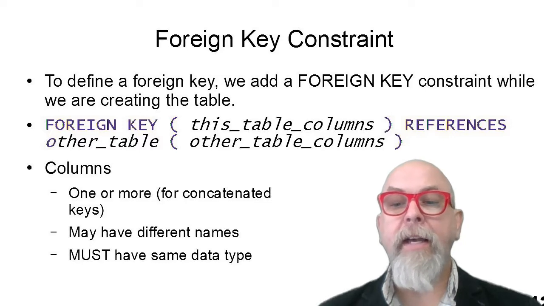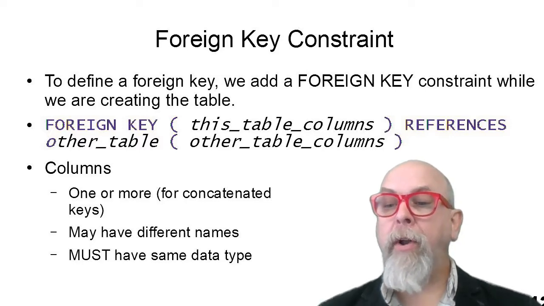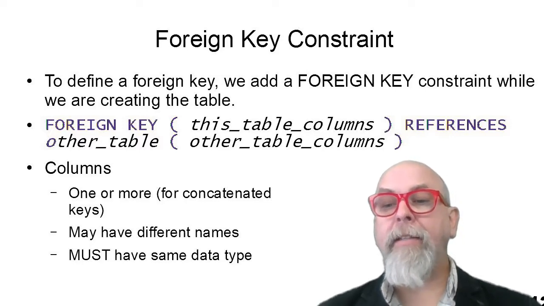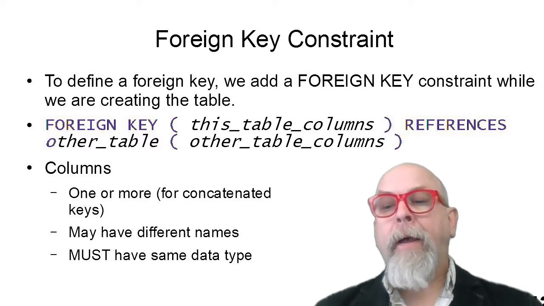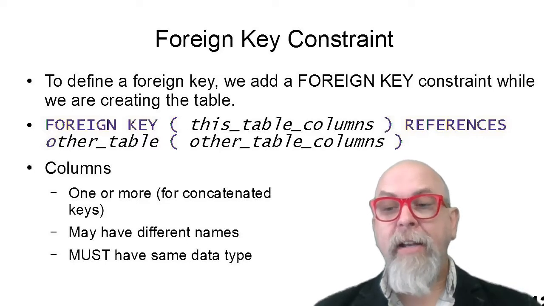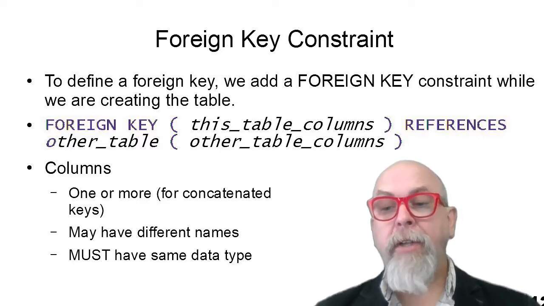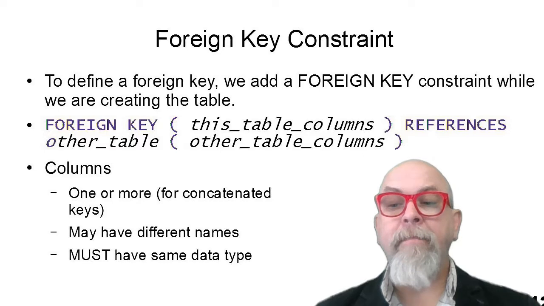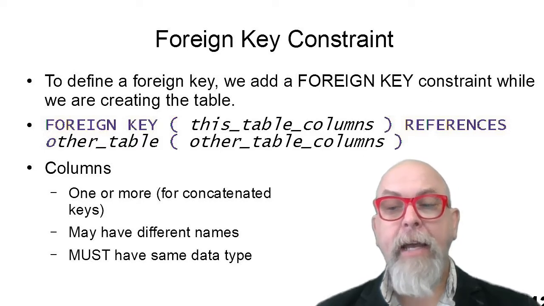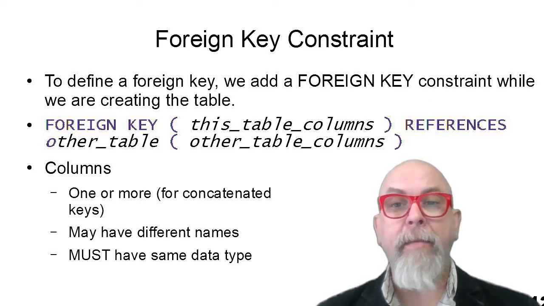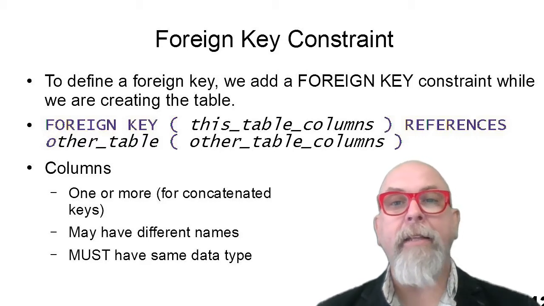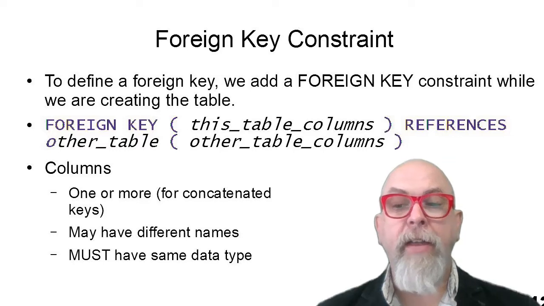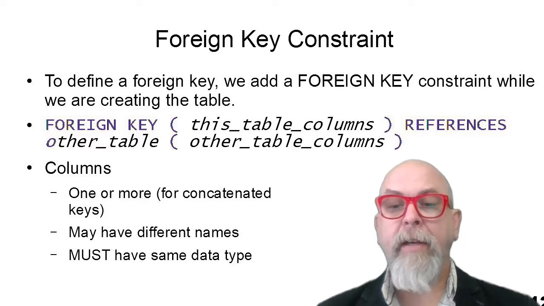You can see that we can put one or more columns in this and the other table's columns for concatenated keys. The columns may have a different name in one table versus another, but they must have the same data type, same data length, and same other attributes. So if it's a decimal, they have to be the same length. If it's a string or varchar, they have to be defined in the same length. So, the foreign key constraint.